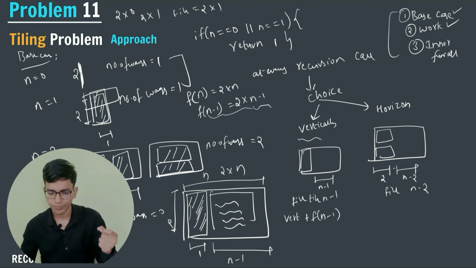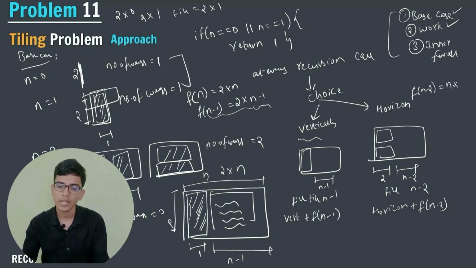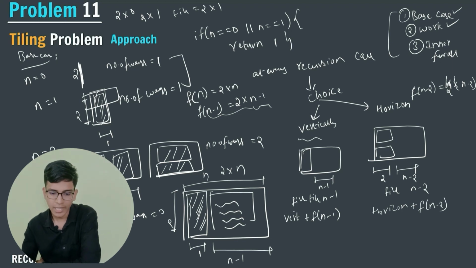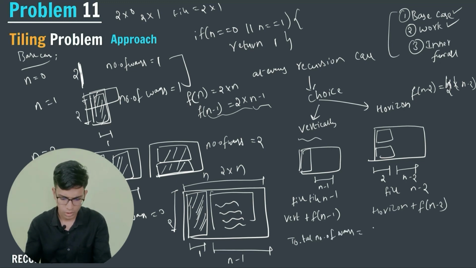Okay. So for filling the n minus 2 area, the formula will become horizontal. If I choose horizontally, then my total number of calls will become horizontal plus function of n minus 2, that is, function of n minus 2 is equal to horizontal 2 into n minus 2, right? So can I write one formula that my total number of ways will be f of n minus 1 plus f of n minus 2, right?